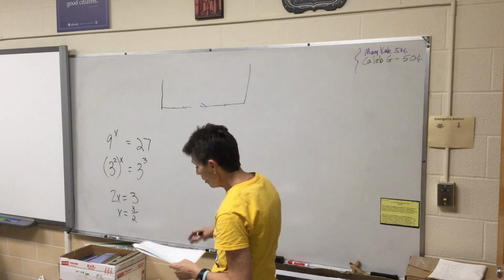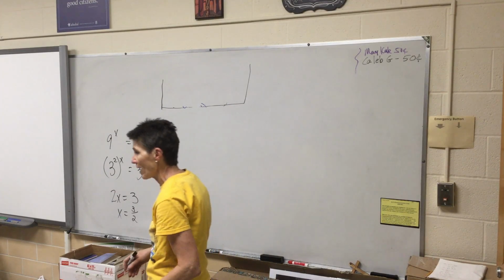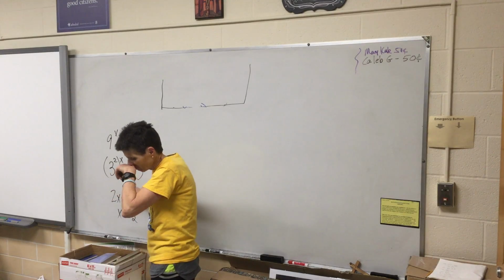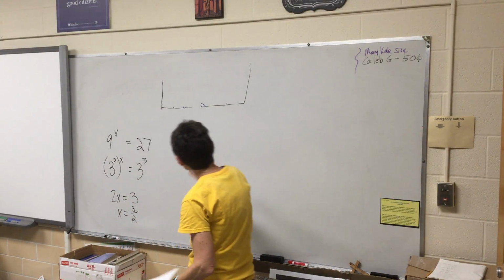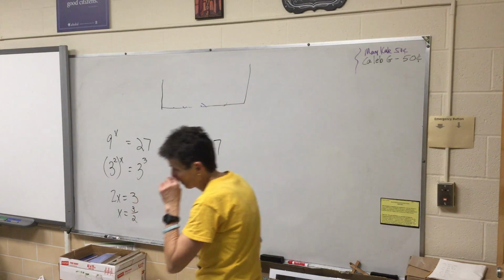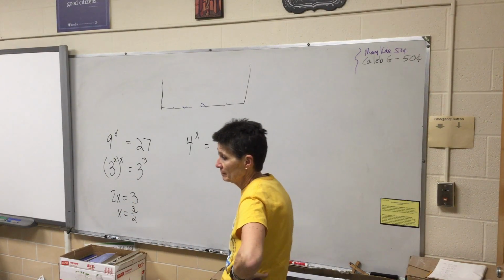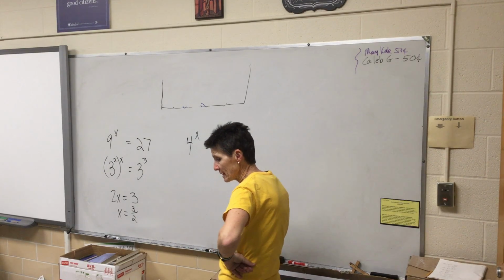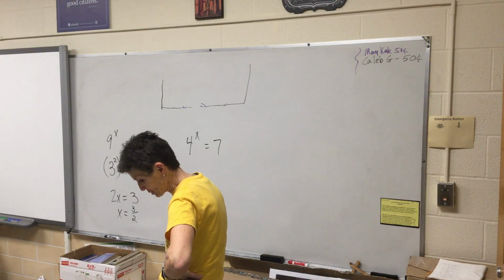So all of those problems we were able to do without a calculator because we could always get a match. So the next one, 4 to the x equals 7, you're not going to be able to get a match. So how do we solve something like that if we can't make them match?